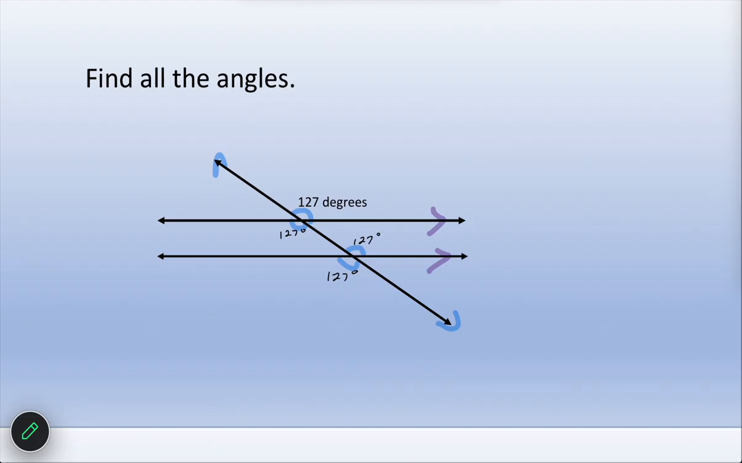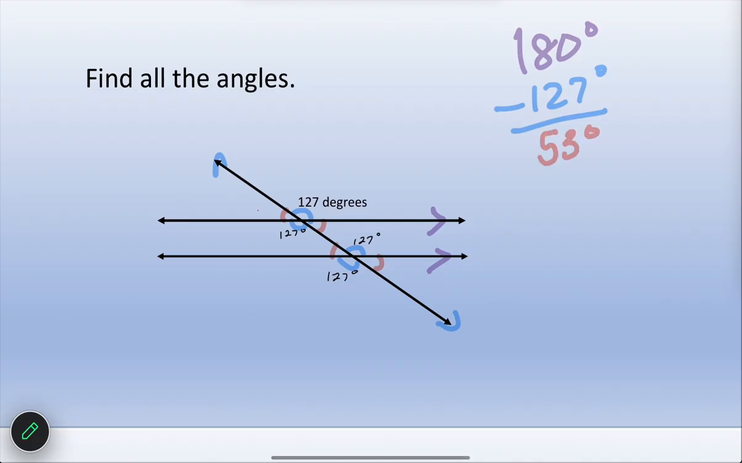Now, let's jump to the ones I haven't marked. Where those red stars were, those two will be the same, corresponding, these two would be the same. So what do we know? Well, we know they're supplements. So we know that 180 minus off the 127 that we've got will give us the other angles. And it's as easy as that. So 180 minus 127 is 53 degrees. So all of these would be 53 degrees.